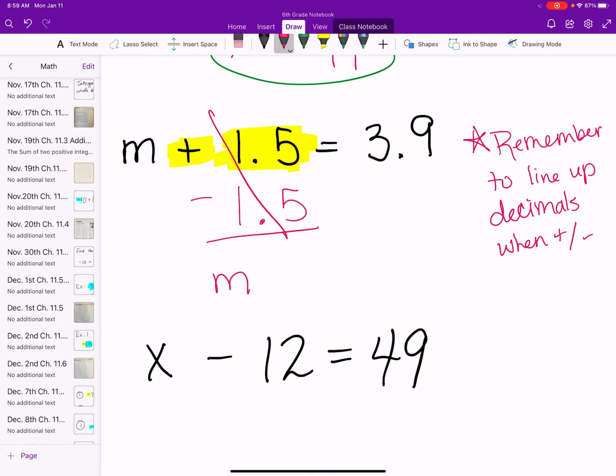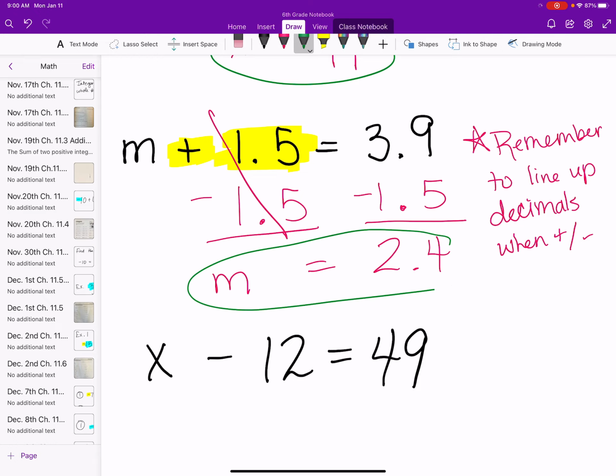If I did it to one side, I need to do it to the other. So I took minus 1.5 on the left side of the equal sign, and I need to take minus 1.5 on the right side of the equal sign. So 3.9 minus 1.5 is 2.4, and m is equal to 2.4. Circle my answer.